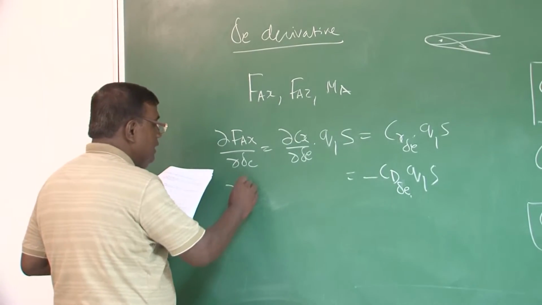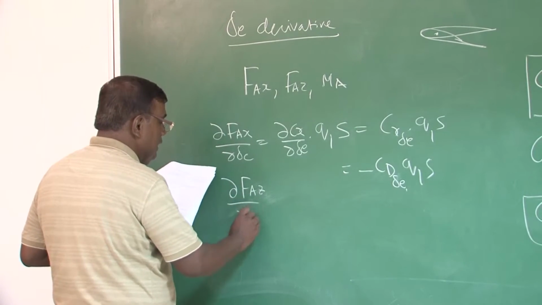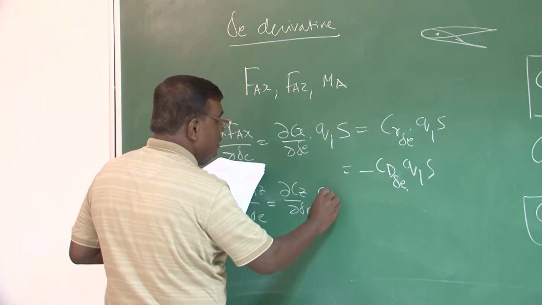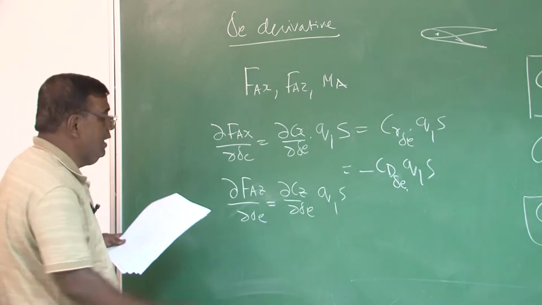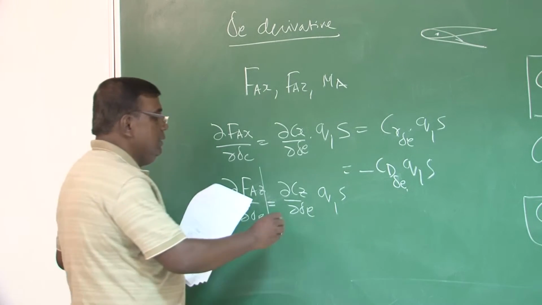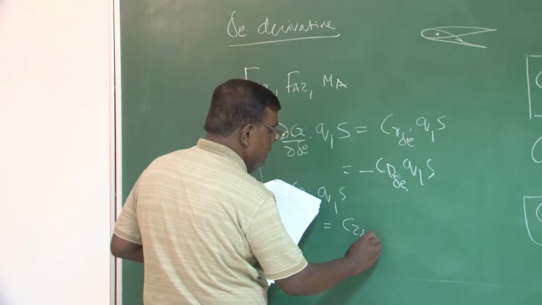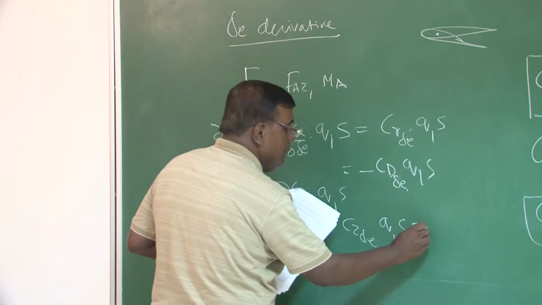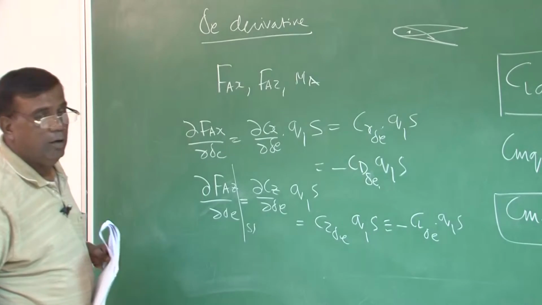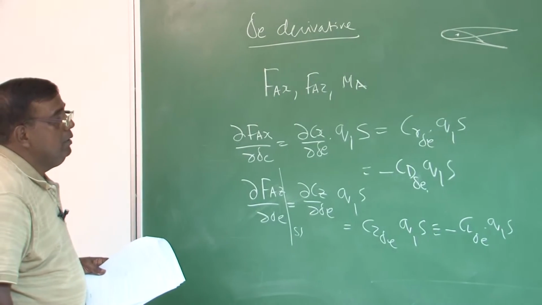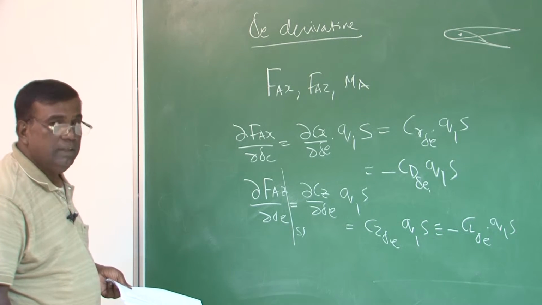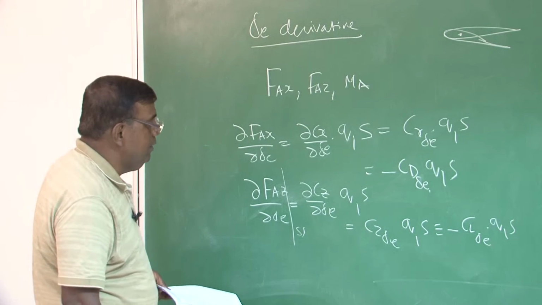Similarly, if I want to find dFAZ by d delta E, this will be dCZ by d delta E Q1 S. It goes without saying 1 means steady state, because these are to be evaluated at steady state, and I am sure you understand this is equal to CZ delta E into Q1 S, and this is minus CL delta E into Q1 S, because CZ and CL are opposite in sign for small perturbations. And what is CL delta E? You know, if I deflect the elevator, how much CL it will generate, right. So, these are not very difficult things.